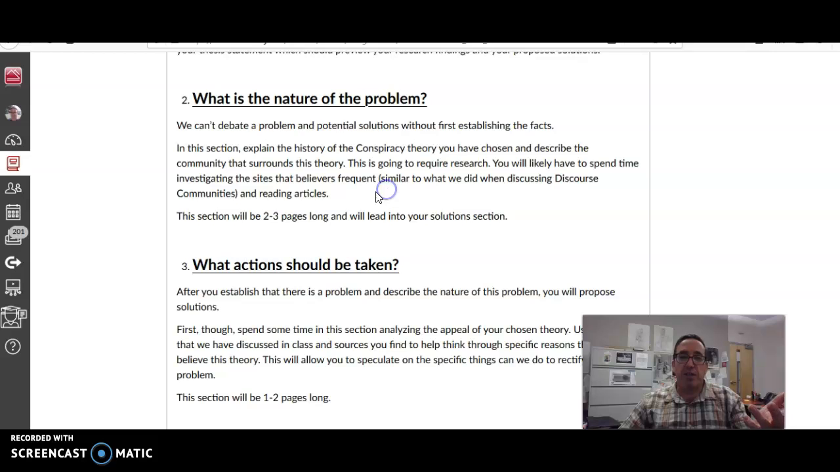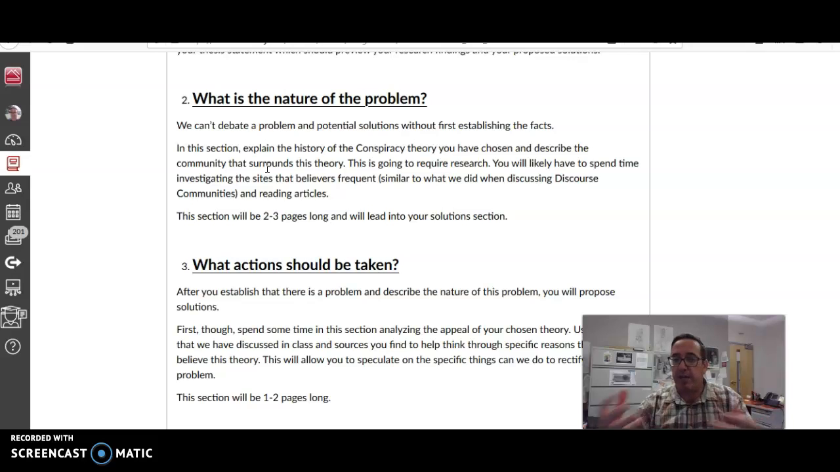Because you're going to want to give a bit of the history of the conspiracy theory you've chosen, right? Describe the community that surrounds this theory, and this is where you're going to need to do a lot of research and look at the discourse community surrounding it. Where do people share ideas about QAnon?